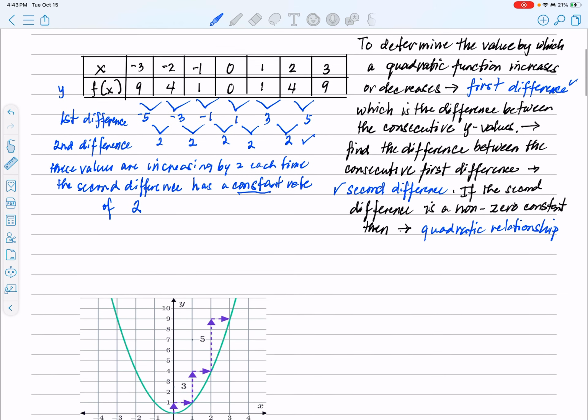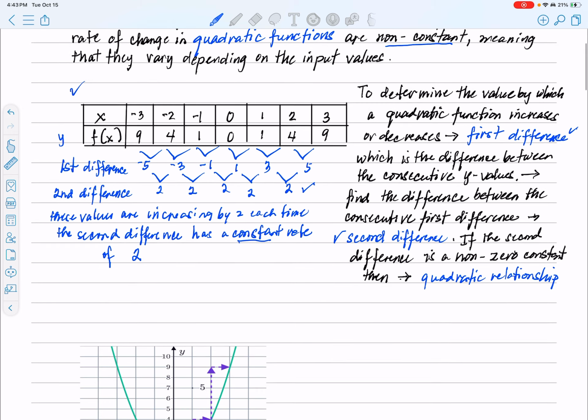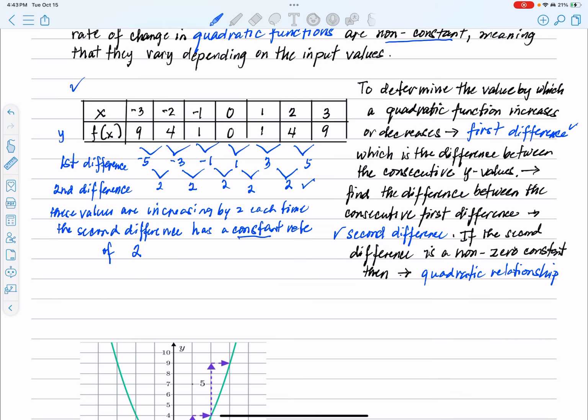Now, how about if you are given a graph? If we look at this table and try to get the function, the function of y would be x squared, right? Because here you have a negative 3. When you square that, it gives you 9. A negative 2, when you square that, it gives you 4. And so on. So your function here is y equals x squared.